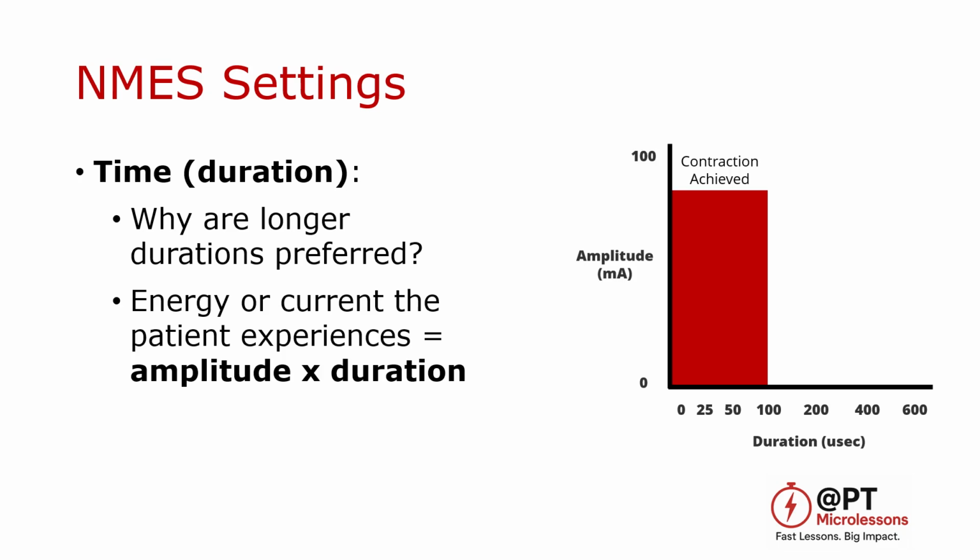With that in mind, let's increase the duration to 400 microseconds. And again, I start increasing the amplitude until I see a contraction. This time I reach that contraction at a lower amplitude. That's because a longer duration delivers more energy with each pulse. So even though the amplitude is lower, the total energy delivered is similar. This is going to be more comfortable for the patient and allow for an improved therapeutic effect.